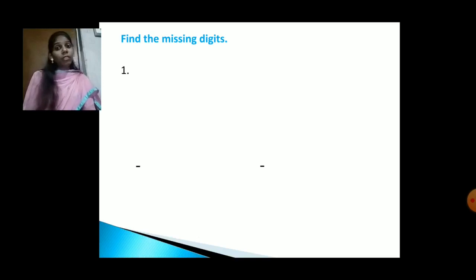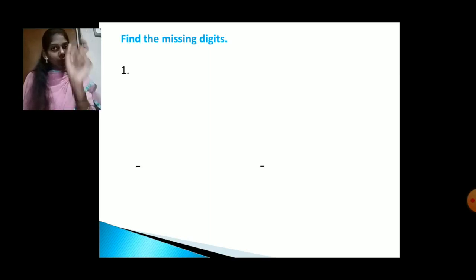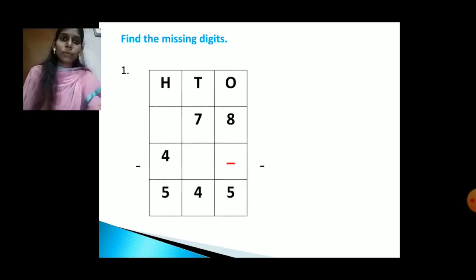Correct? And when we have to find out the bigger number, what will we do? Yes, that time we will add the difference and the smaller number. Correct? And when we have to find out the smaller number, what will we do? Yes, that time we will subtract the difference from the bigger number. Now see this sum.